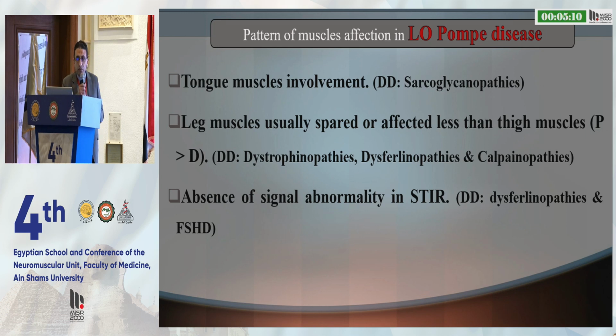Tongue muscles involvement is a characteristic pattern in late onset Pompe disease and only differentially diagnosed with sarcoglycanopathies. Leg muscles are usually spared or affected less than thigh muscles, meaning proximal more than distal, with differential diagnosis of dystrophinopathies, dysferlinopathies and calpainopathies. Absence of signal abnormality in STIR due to absence of muscle edema, differential diagnosis with dysferlinopathies and facioscapulohumeral muscular dystrophy.